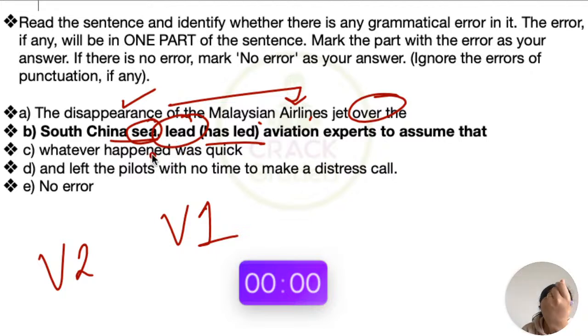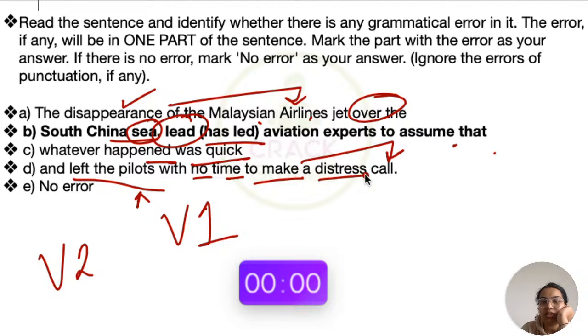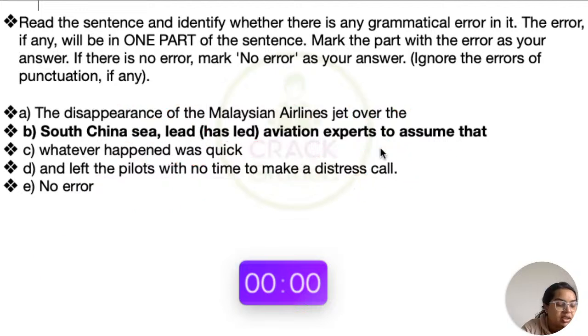It is a direct subject-verb agreement error. Aviation experts assume that whatever happened was quick and left the pilots with no time to do what? To make a call, which is a distress call. So every other thing is good to go.